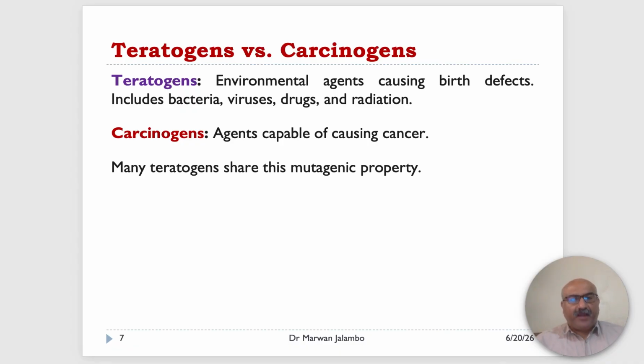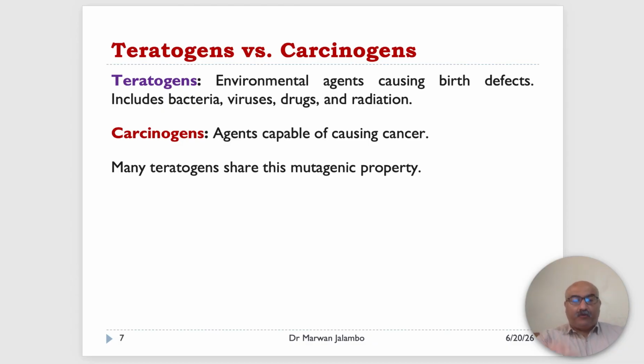Teratogens versus carcinogens. You will often hear the terms teratogens and carcinogens discussed together, and for good reason. A teratogen is an environmental agent that causes birth defects. Okay? While a carcinogen is an agent that causes cancer. So this is the difference.